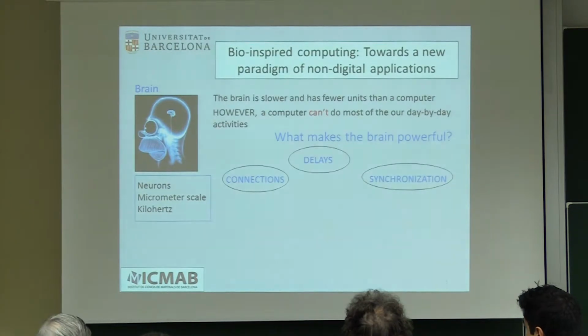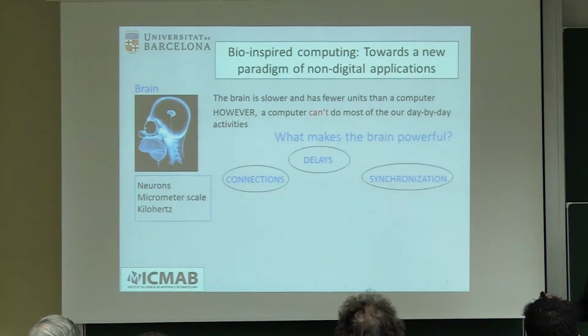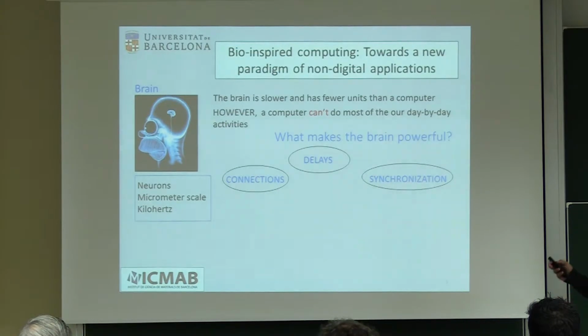Here I'm just listing a few things that are relevant to the work I want to show you. It has many connections compared to a normal computer. It also works with delays, which is a non-digital, analog quantity. And the synchronization also seems to play an important role. In much brain activity, groups of neurons get synchronized for particular tasks.